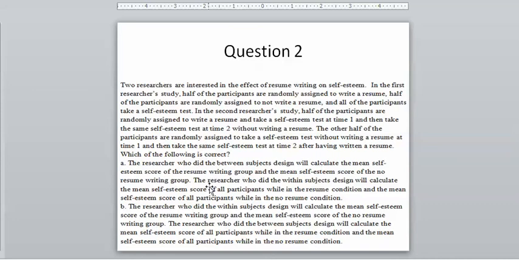And the researcher will calculate the mean of column 1, which is the mean of all participants while in the resume condition. And the researcher will also calculate the mean of column 2, which is the mean self-esteem score of all participants while they were in the no resume condition. So it's A. A is correct.